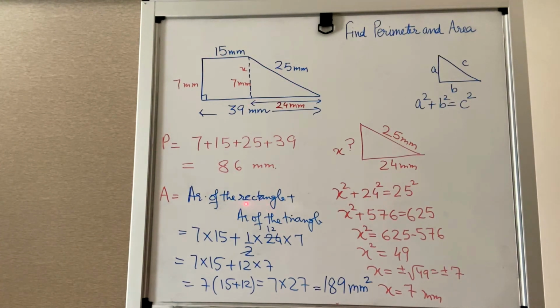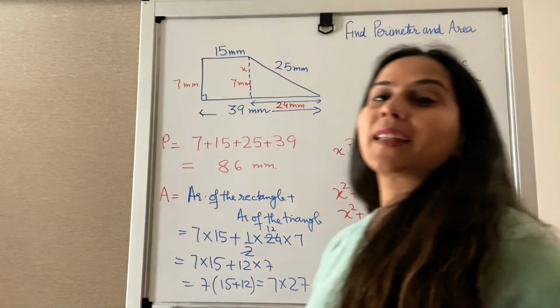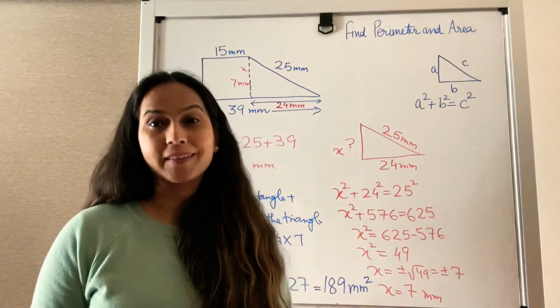Then the area of the rectangle plus the area of the triangle is the total area of the shape given to you. Which makes it 7 times 15 plus half times 24 times 7. Half and 24 cancel to 12. You could have gone 7 times 15, 105, and plus the remaining, but you can also go as 7 common and 15 plus 12 is 27. So 7 times 27 is 189 millimeters squared. So that's where we apply our Pythagoras theorem.